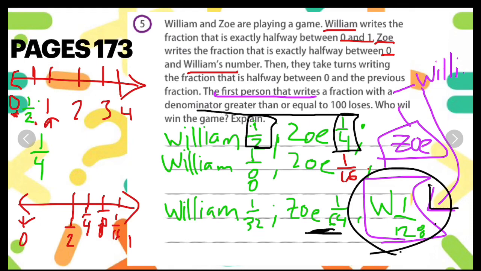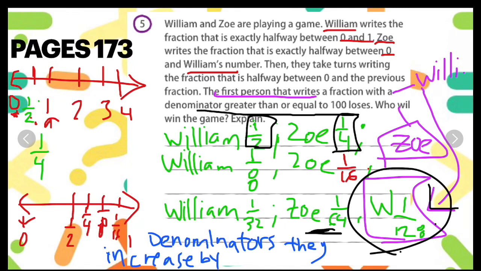Okay, they're increasing. Let's write this part right here. The denominators, they continue, or they increase by multiples of 2. Okay? That's what is happening. They are increasing by multiples of 2.